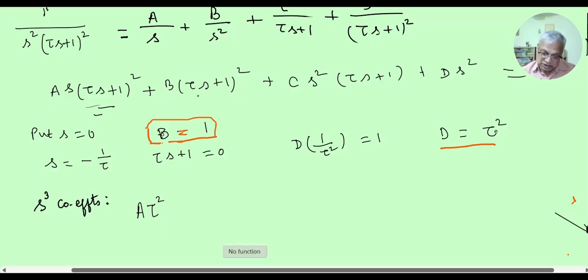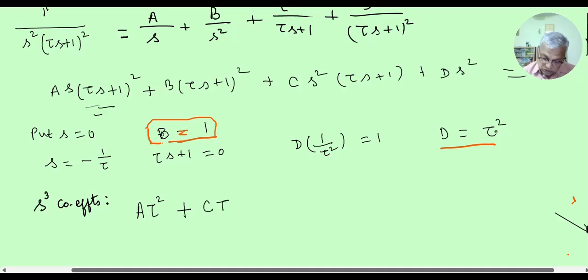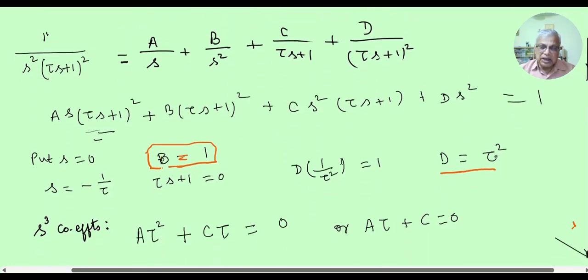And then is there an s cube term in the second term? No, there is no s cube in the second term. In the third term you have C s square into tau s, which gives C tau s cube. So A tau square plus C tau equal to 0, as there is no s cube term in the right hand side. So A tau square plus C tau equal to 0, or A tau plus C equal to 0. So this is one equation. Still you have to evaluate A and C.